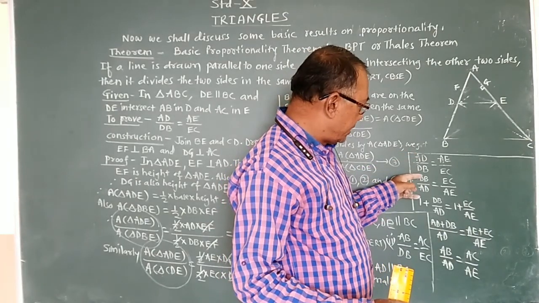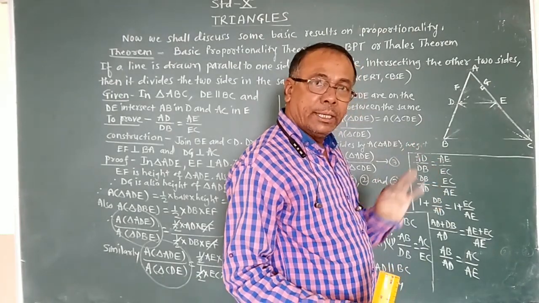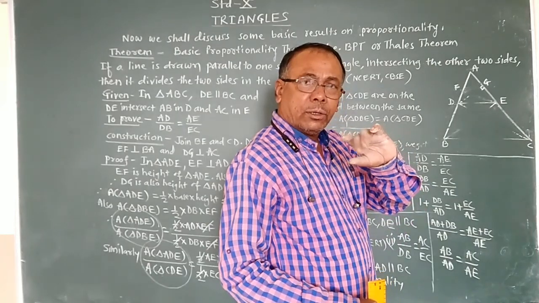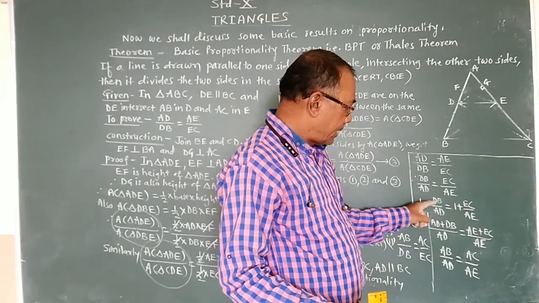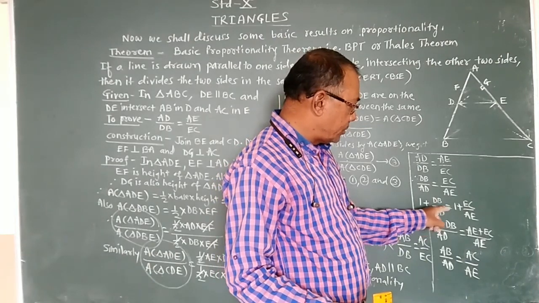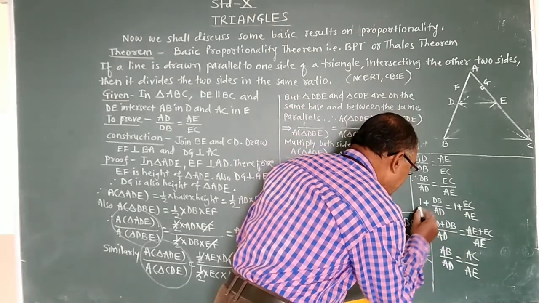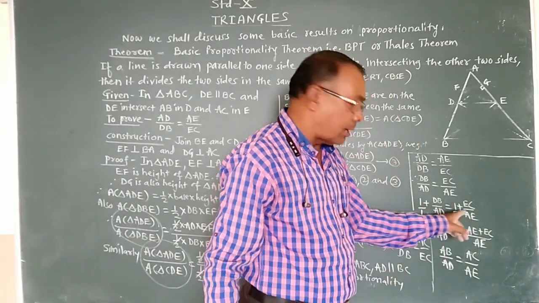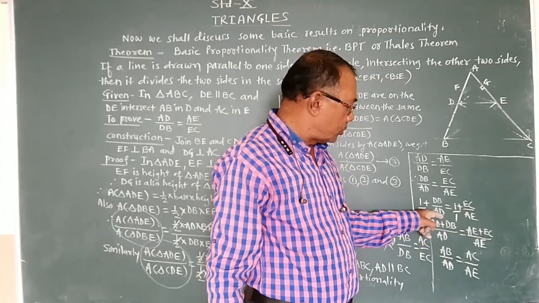So we will get BD upon AD equal to EC upon AD. Now adding 1 to both sides, we will get 1 plus BD upon AD is equal to 1 plus EC upon AD. Here we can write 1 upon 1, here also 1 upon 1. But for the addition on both sides, the denominators are not the same, so we have to cross multiply.